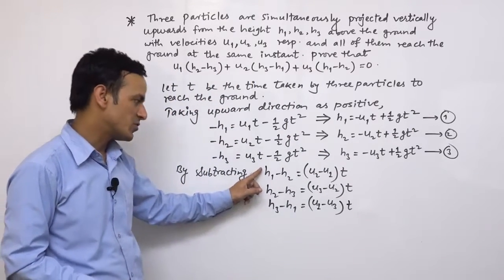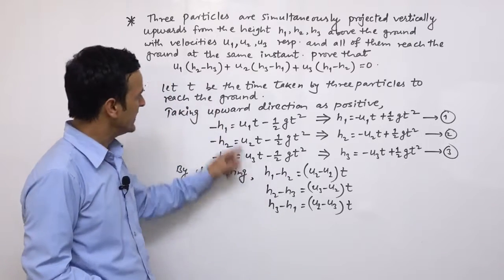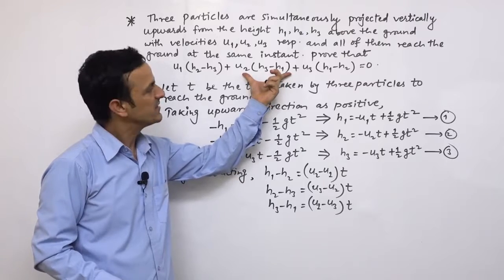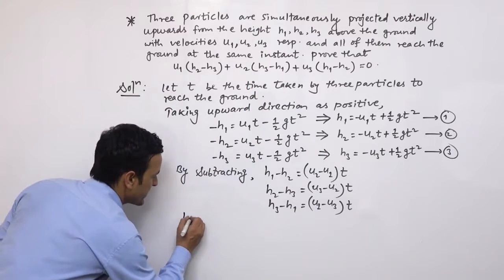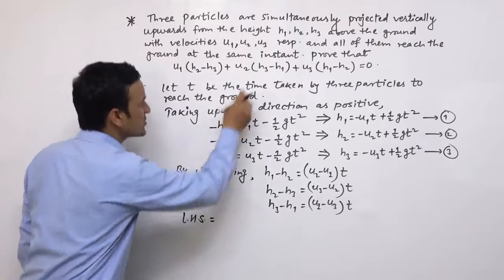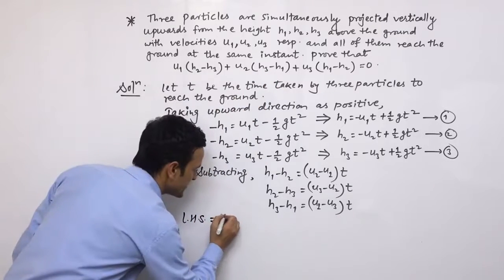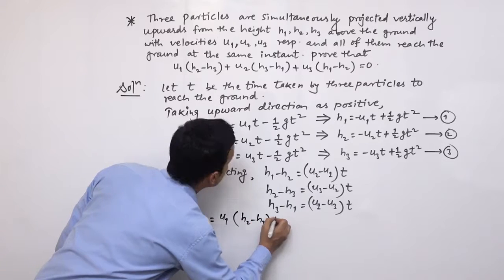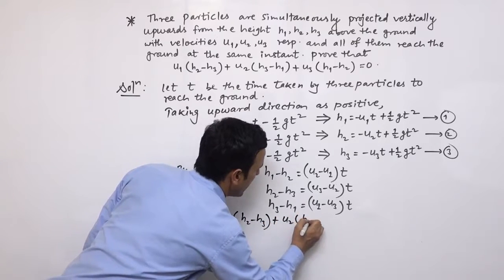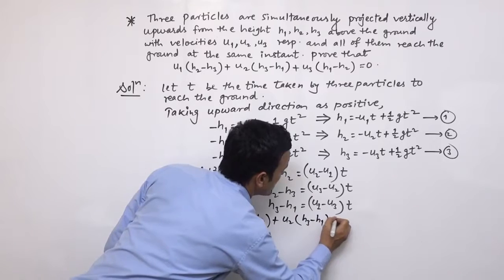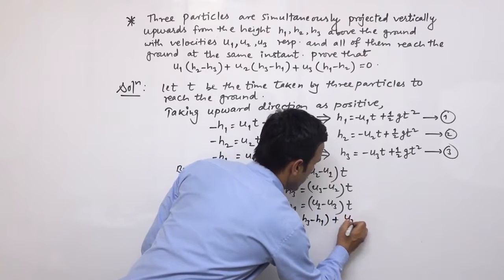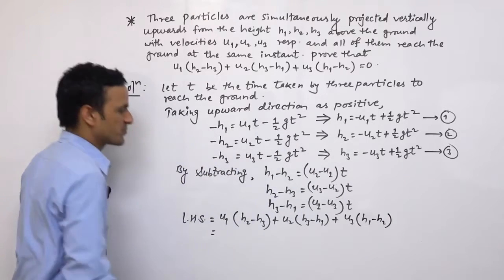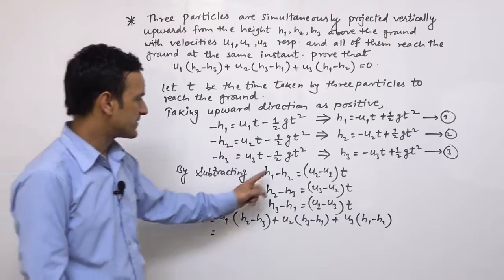Now we can substitute all the values of this term in this expression on the left hand side. So let's take the left hand side of this equation. So here is u1 times (h2 minus h3) plus u2 (h3 minus h1) plus u3 (h1 minus h2). So let's substitute the value of this term.